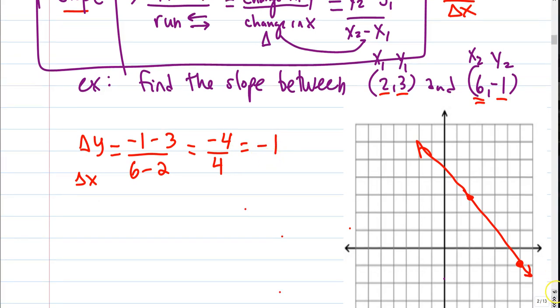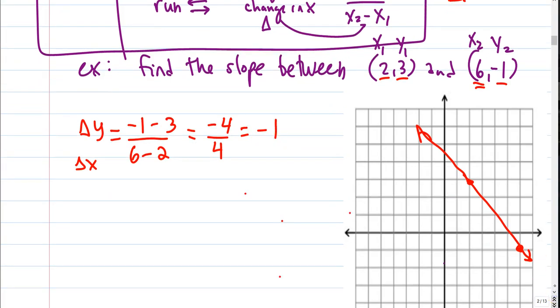This should make sense based on our picture because I can see that the slope is going negative. We also said that between these 2 points, the y value went down 4, and the x value went over 4. And so that is our change in y, that is our change in x. So negative 4 over positive 4, negative 1.